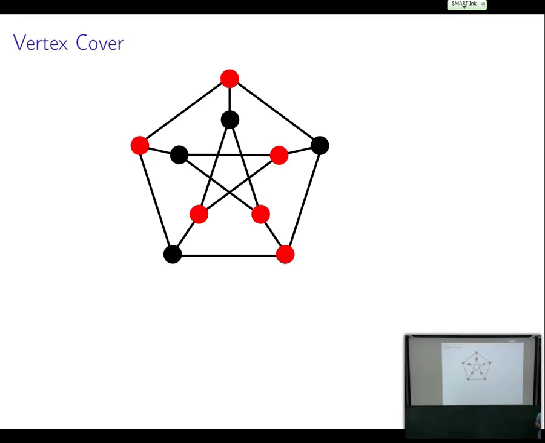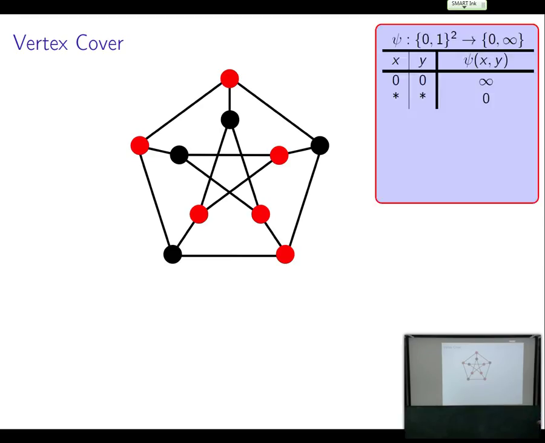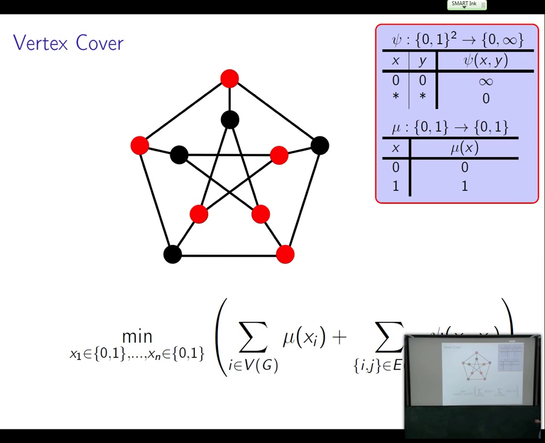Another example that we don't know how to solve exactly because it's NP-complete is the vertex cover problem. And here, again, the function is binary, defined on 0, 1. This function psi makes sure that for an edge, at least one of its two endpoints is selected. So this sits on all edges of the graph. And then I have a unary identity function that counts the number of vertices being selected. And again, asking what is the size of the smallest vertex cover is equivalent to minimizing this objective function.